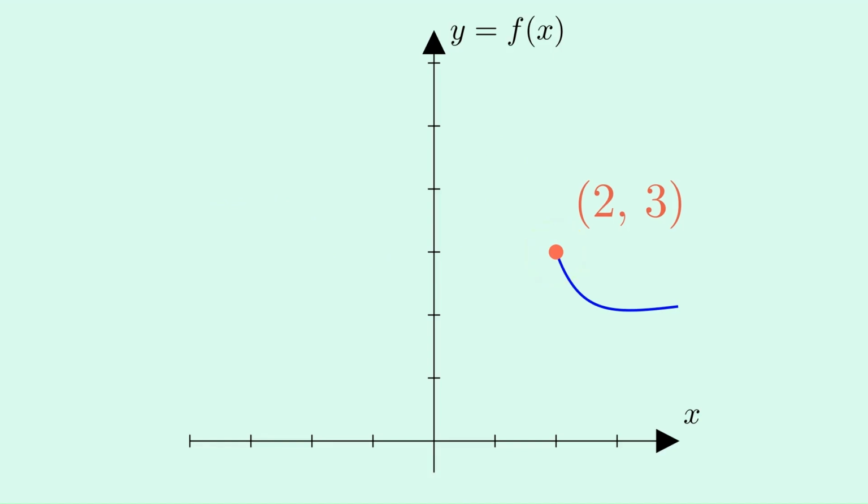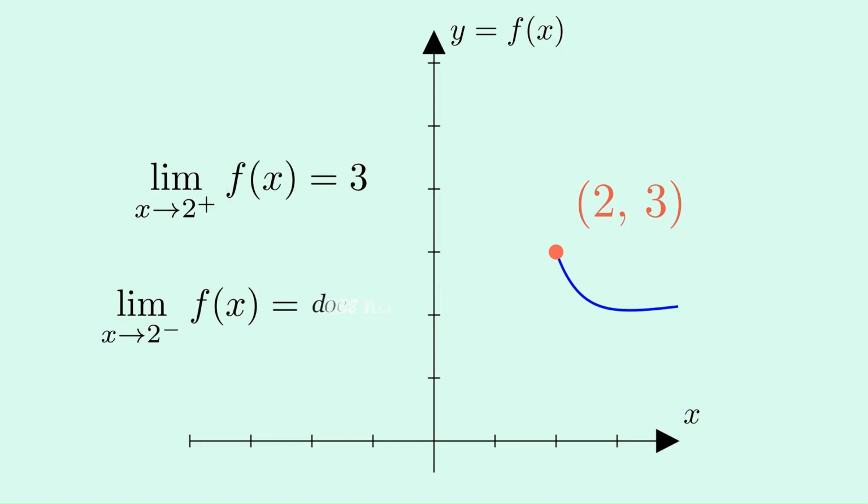Now the function behaves as expected from the right, but not from the left. In math lingo, that is the limit of this function as x approaches 2, that is from the right. From the left, the limit doesn't exist, as previously mentioned.